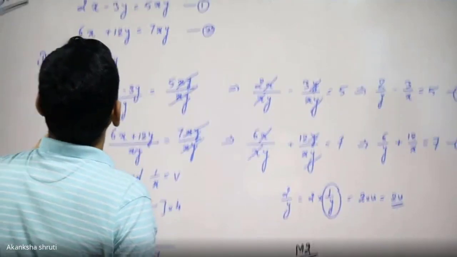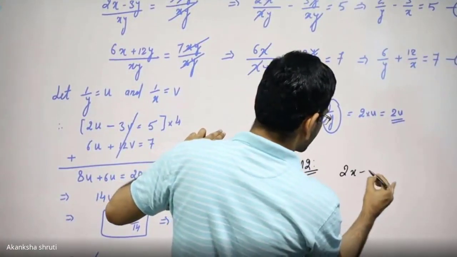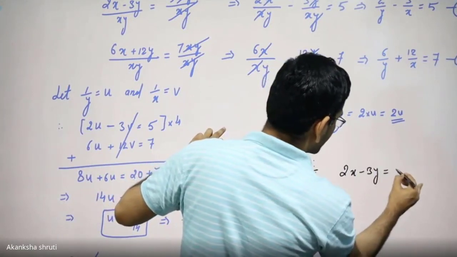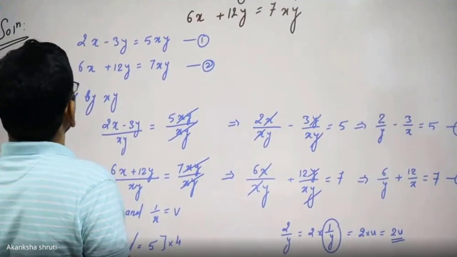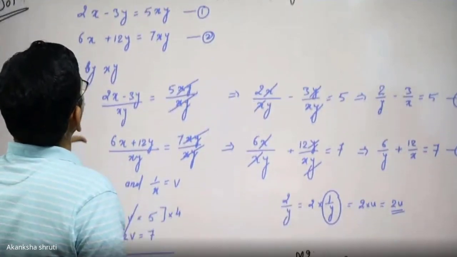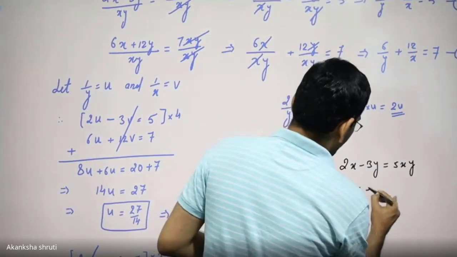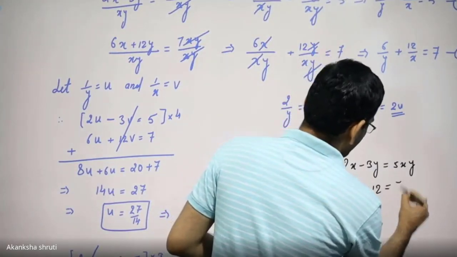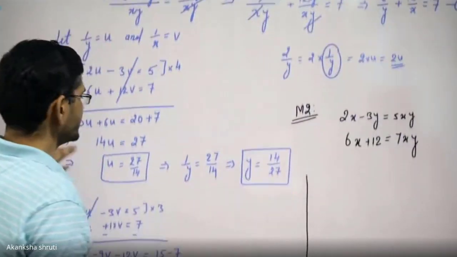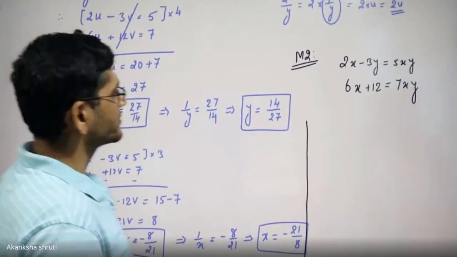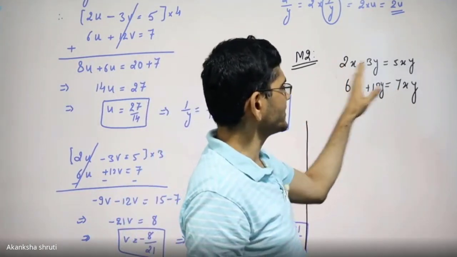to 5xy. Let me rewrite. 2x minus 3y is equals to 5xy, and 6x plus 12y is equals to 7xy. Students, again nothing to do, but you just treat this as it is. Again, students, you have to treat this as the linear.